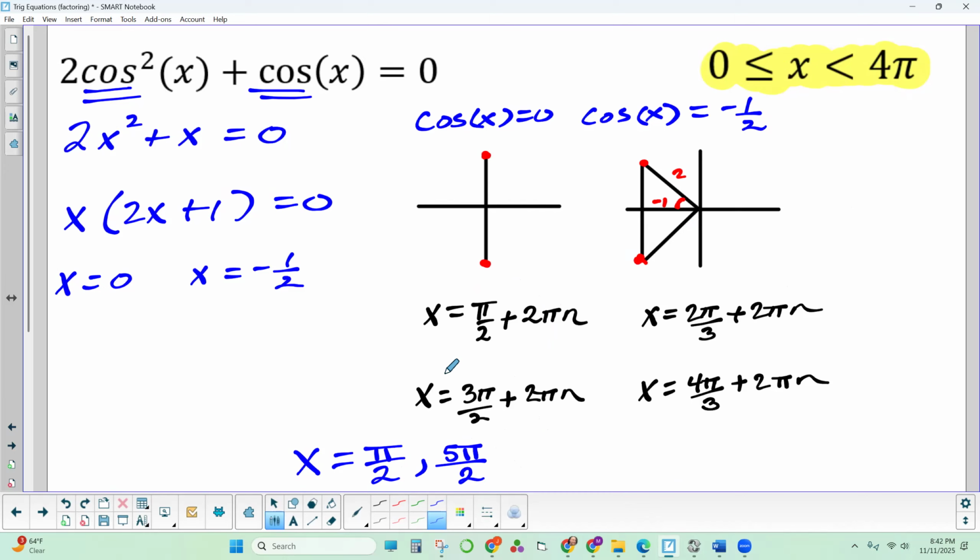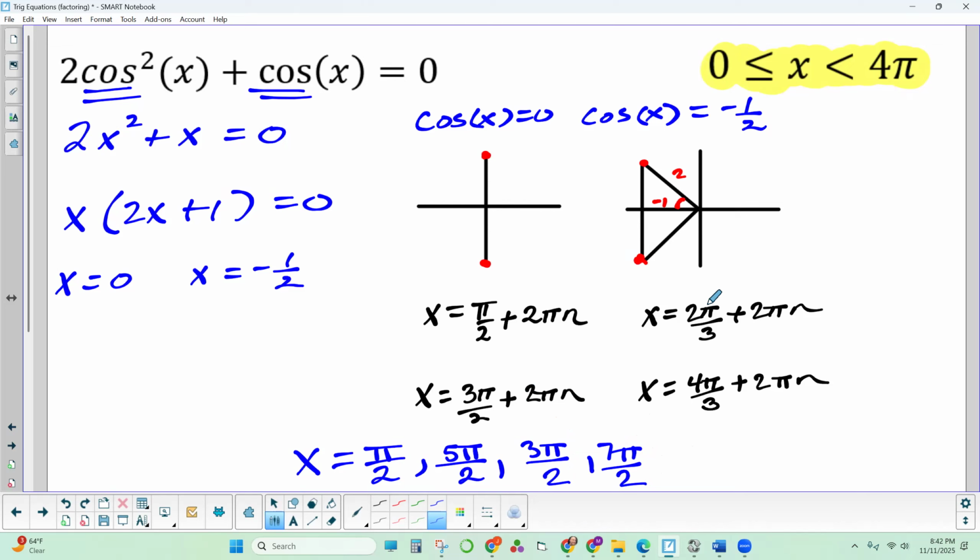And now I'll go down to 3 pi over 2, and 3 pi over 2 falls in the interval as well. Again, I cannot subtract 2 pi, or I will go less than 0. So I'm going to add 2 pi, which gives me 7 pi over 2. And 7 pi over 2 is a solution in the interval. And I can no longer add another period or I will exceed the interval.